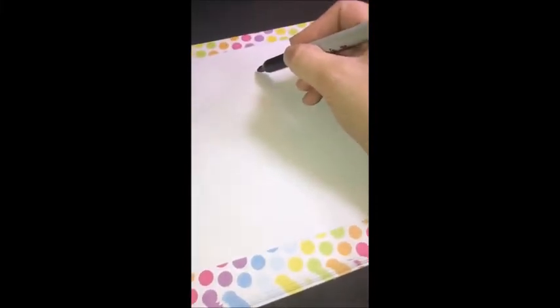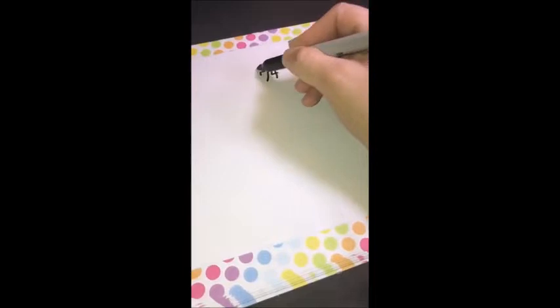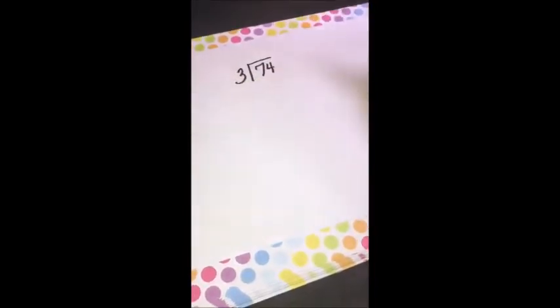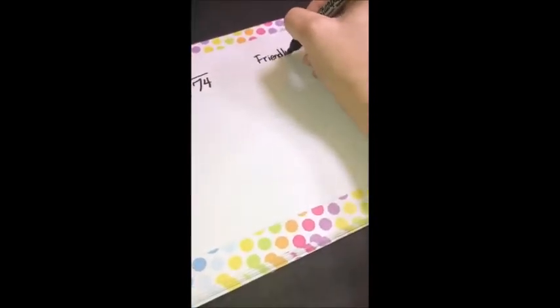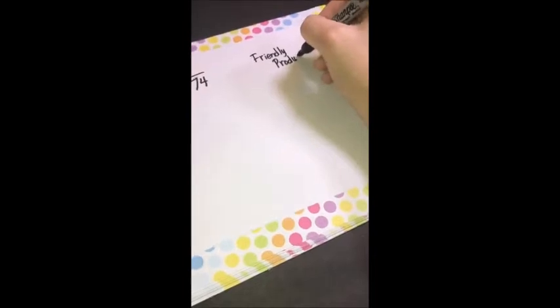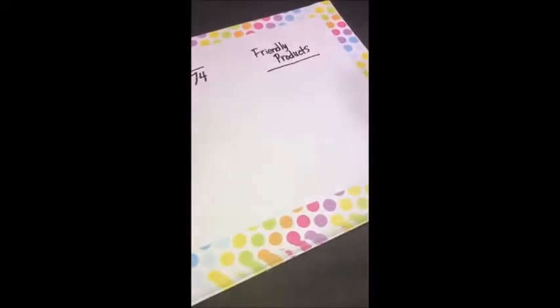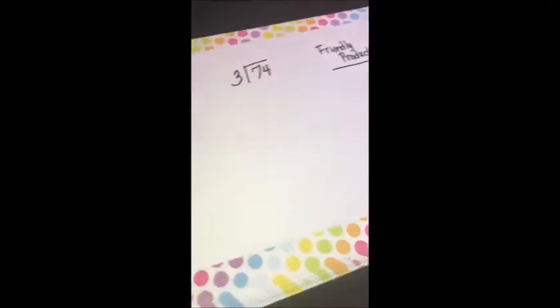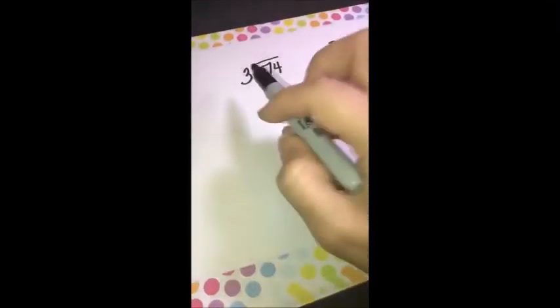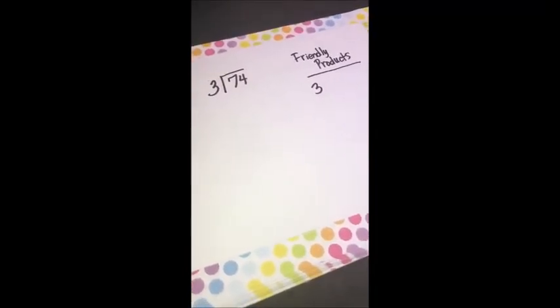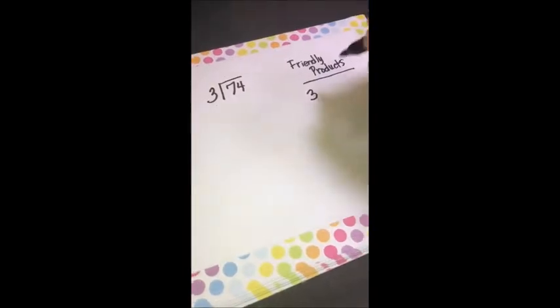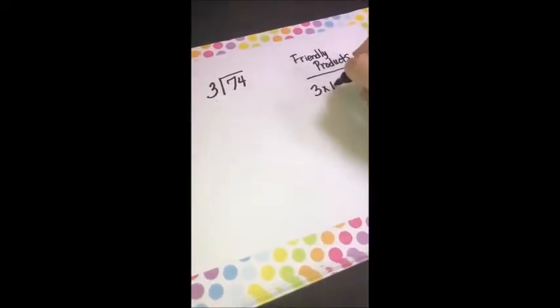So let's take a look at another one. So let's go another two-digit problem. Let's start with 74 divided by 3. So once again, I am asking myself, what are some friendly products? What are some multiplication facts that go with the number 3, since I'm dividing by 3? What are some multiplication facts that can help me solve 74 divided by 3? So I'm going to ask myself, okay, well, let's just start off with 3 times 1 is 3.